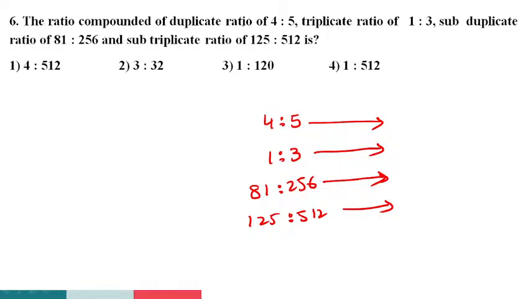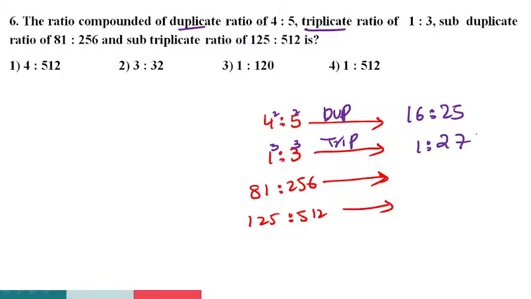Right, let's see. What is the first statement? Duplicate ratio. 4 is to 5, the duplicate ratio is how much, guys? 4 square is to 5 square. 4 square is how much? 16. 5 square is how much? 25. Next, 1 is to 3, triplicate ratio. The triplicate ratio formula is a cube is to b cube. Then 1 cube is how much? 1. 3 cube is how much? 27.